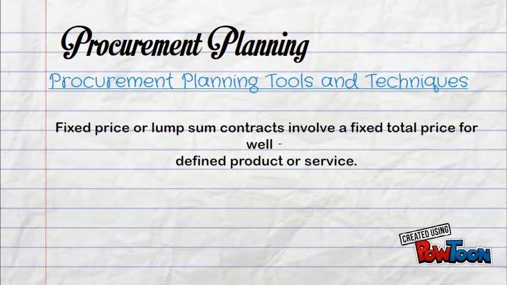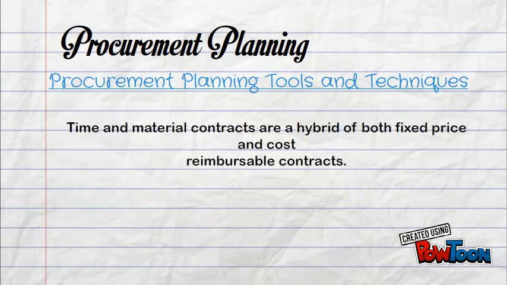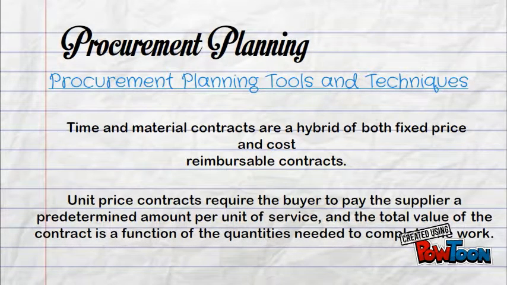Fixed price or lump sum: some contracts involve a fixed total price for a well-defined product or service. Cost reimbursable contracts involve payment to the supplier for direct and indirect actual costs. Time and material contracts are a hybrid of both fixed price and cost reimbursable contracts. Unit price contracts require the buyer to pay the supplier a predetermined amount per unit of service.